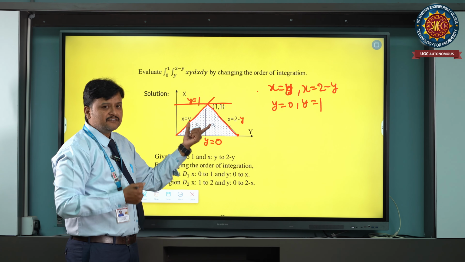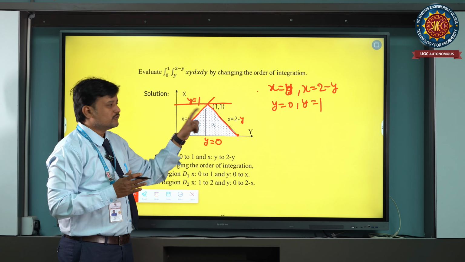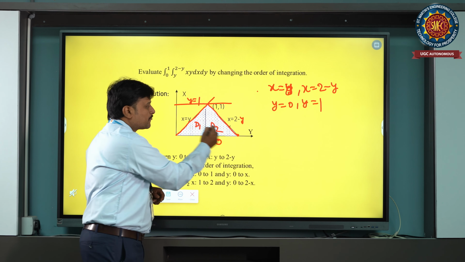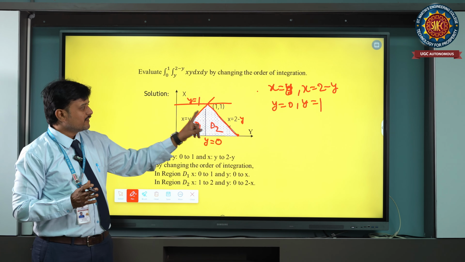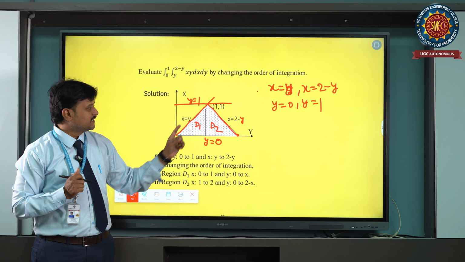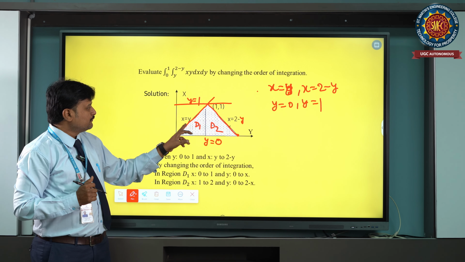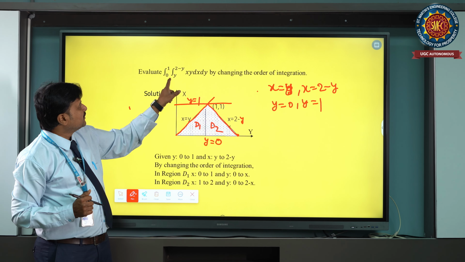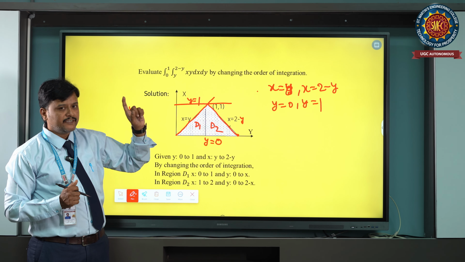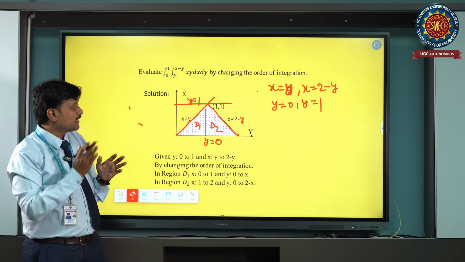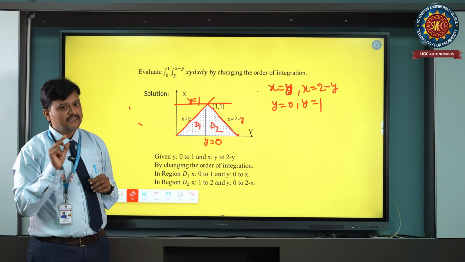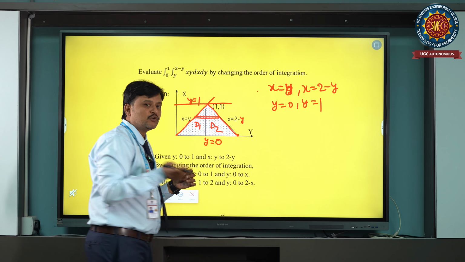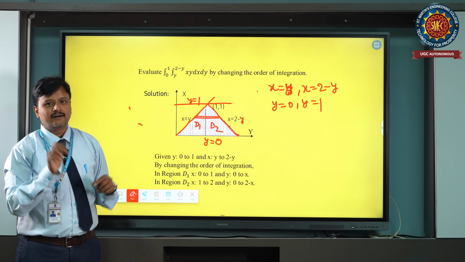This region we are going to split into two sub-regions, D1 and D2. If you take D1, here we first integrate with respect to x according to the given limits. Then we have to take a horizontal strip in that region. So according to the given limits, there will exist a horizontal strip.